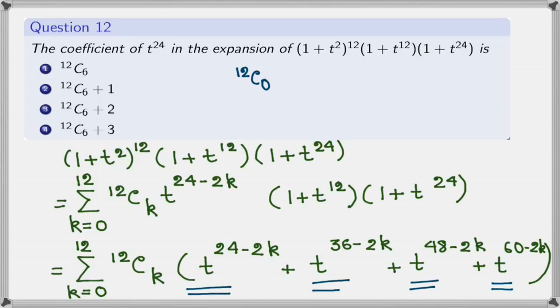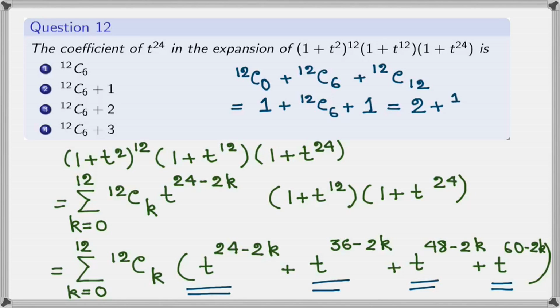So we get the coefficient of t to the power 24 in this expansion is 12C0 plus 12C6 plus 12C12. Now 12C0 is 1, this is 12C6, and 12C12 is also 1. So our answer is 2 plus 12C6. So we see that here the third option is the correct answer. So this is the coefficient of t to the power 24 in the given expansion.